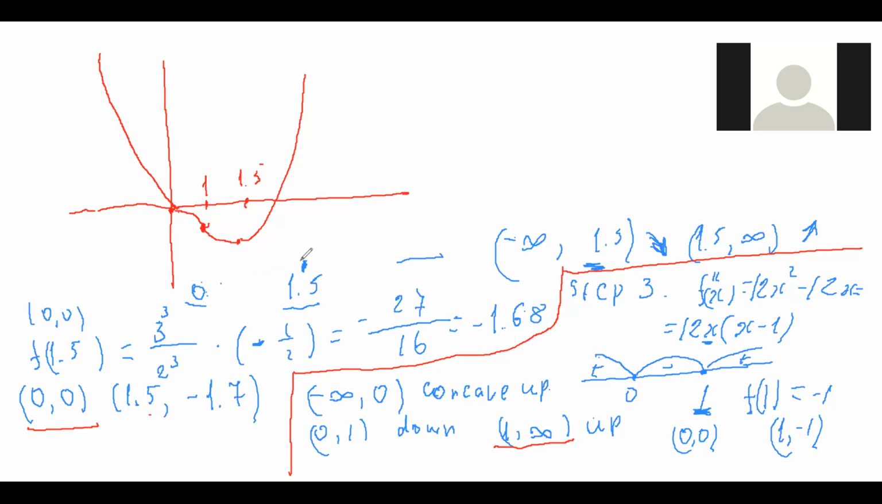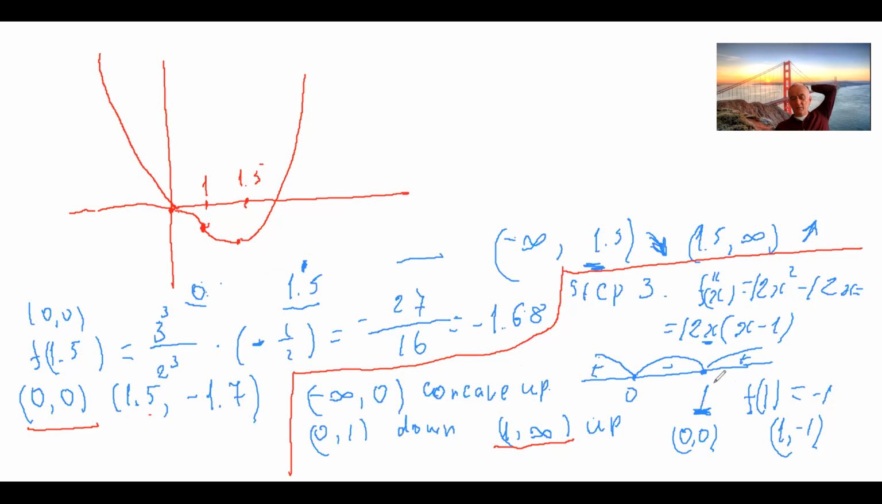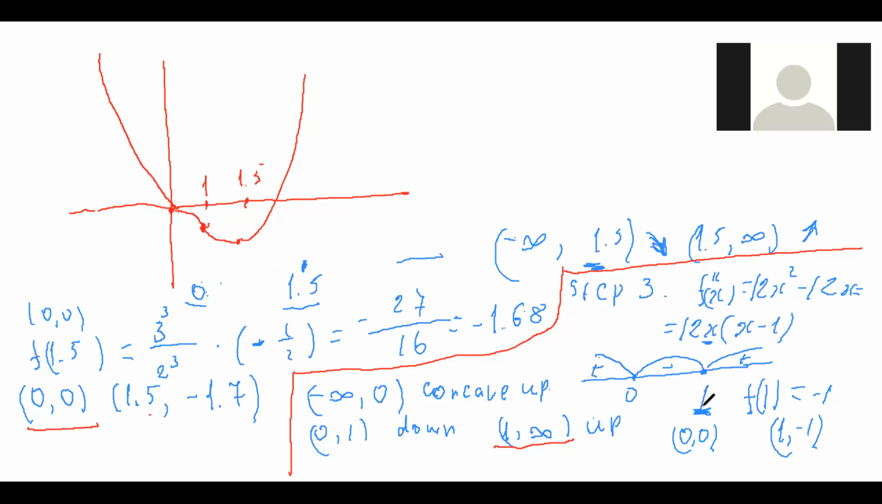I have a question. I understood the whole point, but how did we find out the point (1, -1)? Very good question. How we found 1: it's from the second derivative. We found the second derivative and we found 1. What about minus 1? How did we find minus 1?